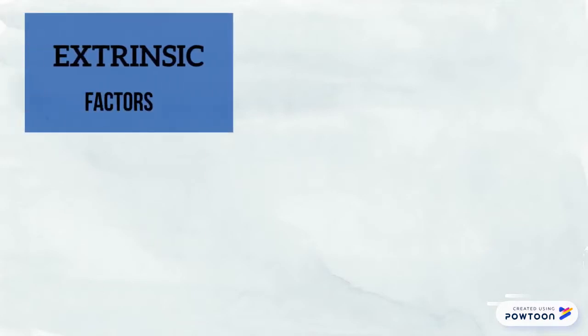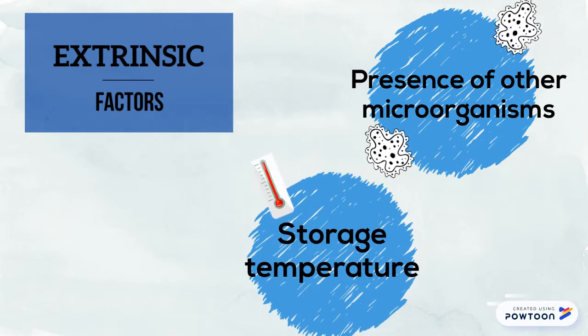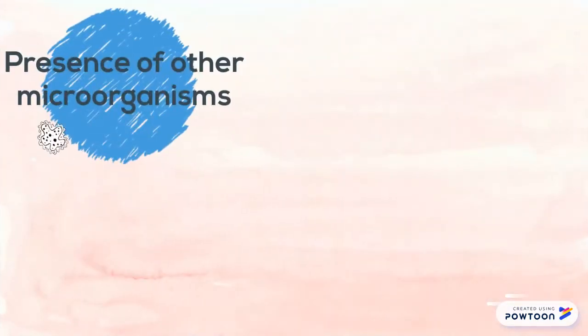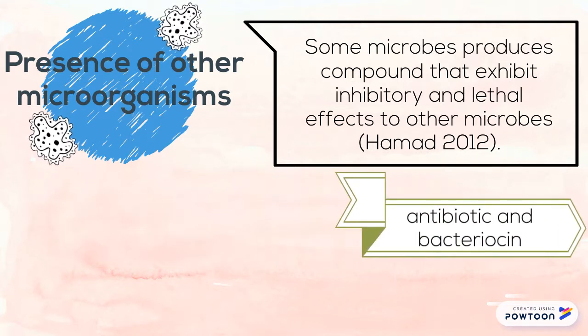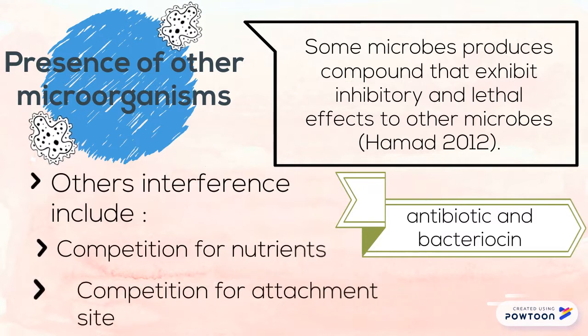Next, we are going to discuss the extrinsic factors. The extrinsic factors include presence of other microorganisms, storage temperature, and relative humidity. Presence of other microorganisms. Some microbes produce compounds that exhibit inhibitory and lethal effects on other microbes. Examples are antibiotics and bacteriocin produced. Other interference includes competition for nutrients and competition for attachment sites.